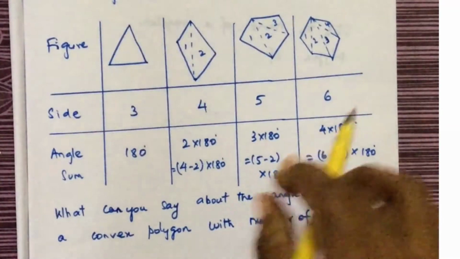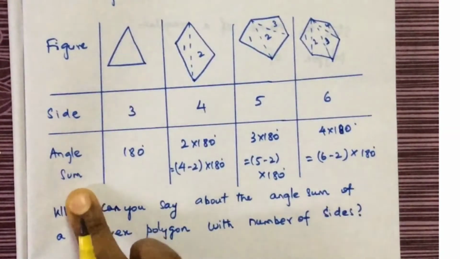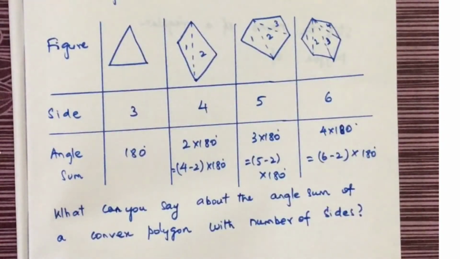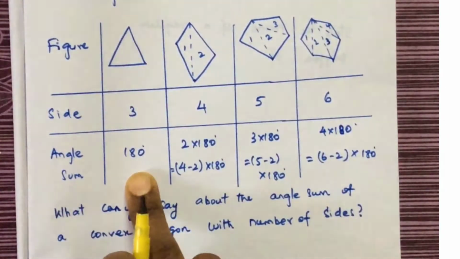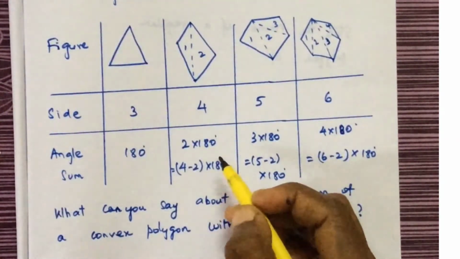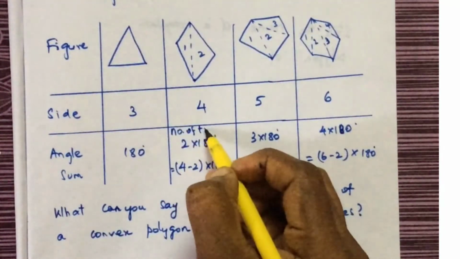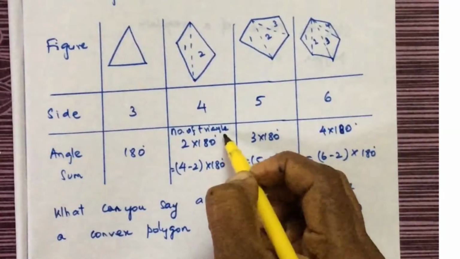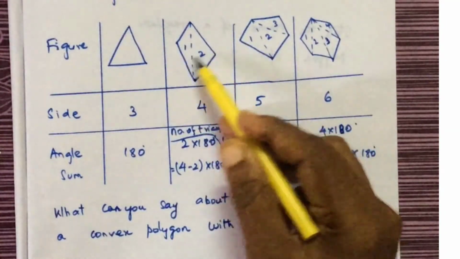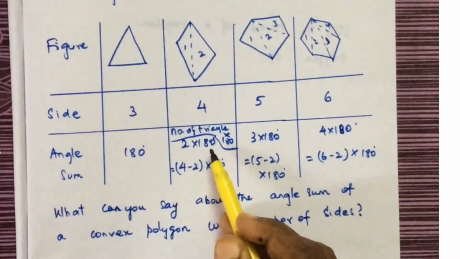Now what they have given is, sides are 3, 4, 5, 6, that we can see here. Angle sum. What does angle sum mean? What is the angle if you add all the angles together? Total angle. In a triangle we know it is 180 degrees. So here what is this, 2 multiplied by 180? This 2 is the number of triangles. Here how many triangles are there? 2 triangles. So 2 multiplied by 180, that is the total angle here.